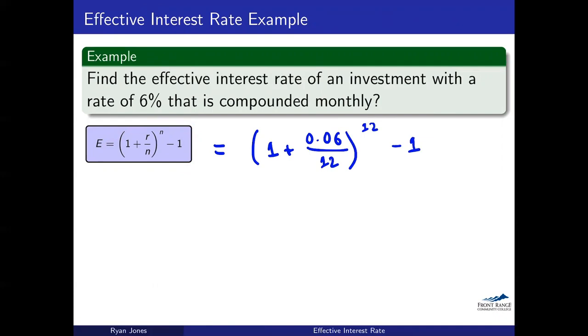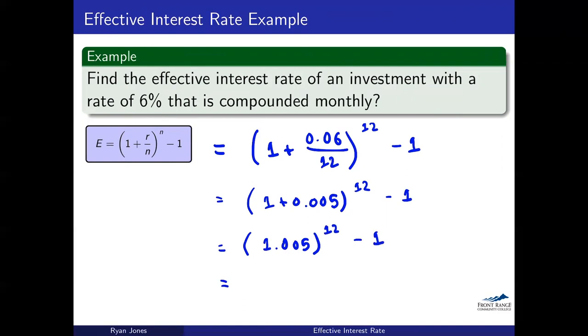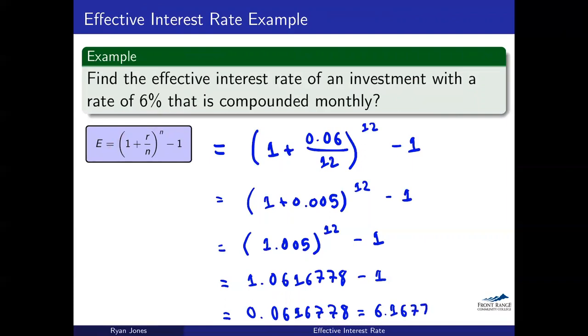And then we can sort of go step by step here. 1 plus 0.005 to the 12 minus 1. Be careful on your order of operations here. We want to do everything inside the parentheses first. Then we want to raise that to the 12, do that 12 exponent. 1.06167778. I always like to keep a lot of decimals there. Subtract 1. We can convert this to a percentage. 6.16778%. And that would be our answer.